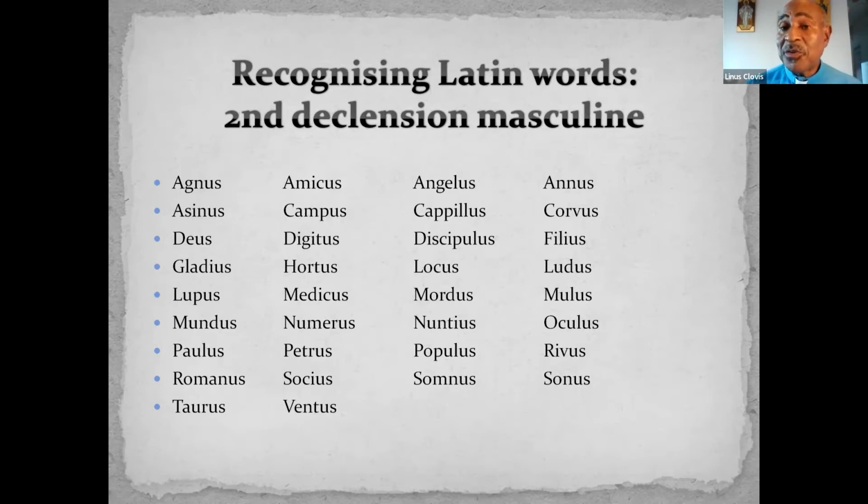Corvus, the crow, the raven, those kind of birds. Filius, the son. Ludus, a game. Mulus, a mule. Oculus, eye. Rivus, a river. Sonus, a sound, noise.